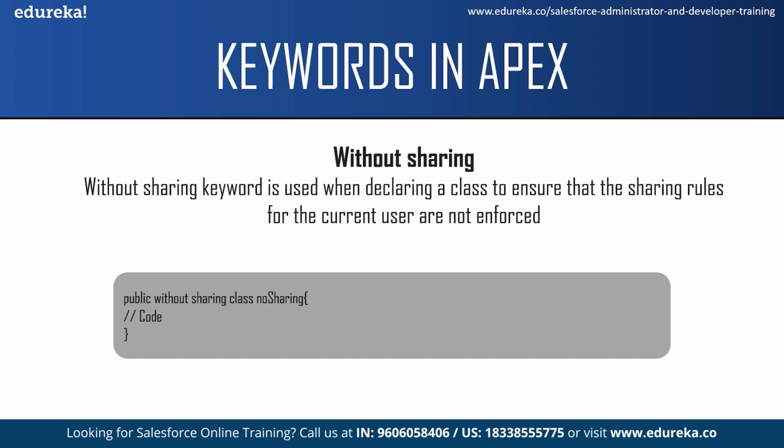You can use this when you can explicitly turn off sharing rules enforcement when a class is called from another class which is declared using the with sharing keyword. Now coming to the syntax of without sharing, it is almost the same as with sharing, but instead of with sharing, we have the without sharing keyword over here. So these four were a few of the keywords in Salesforce Apex.